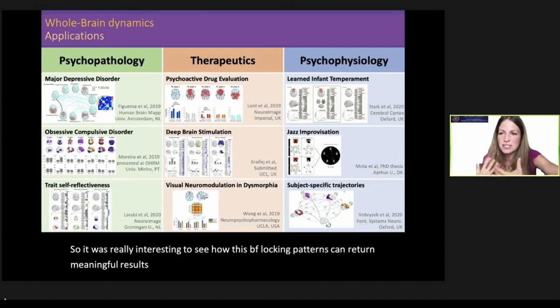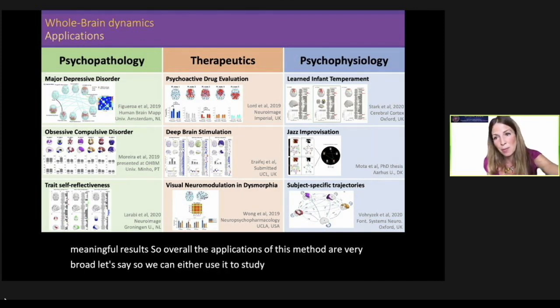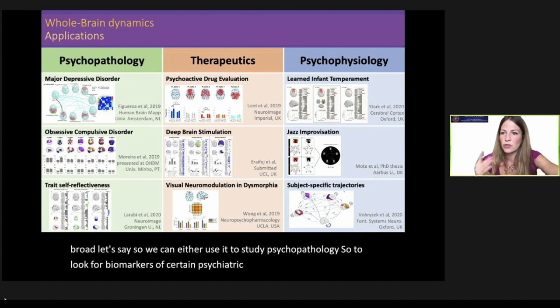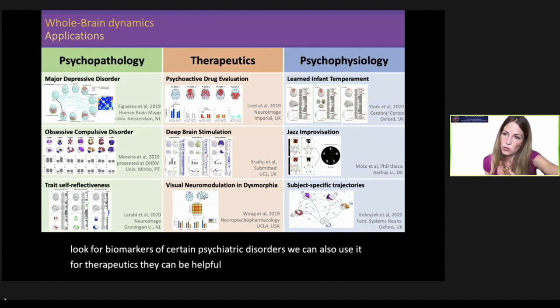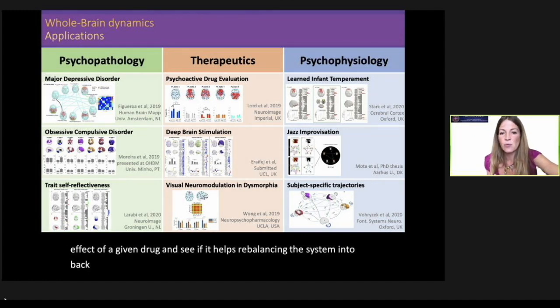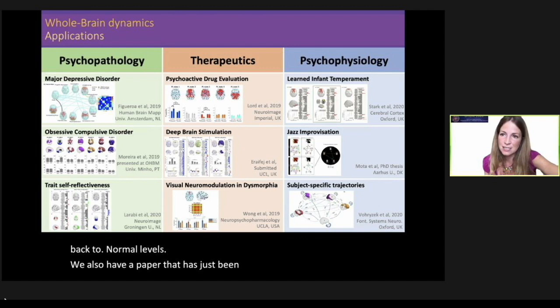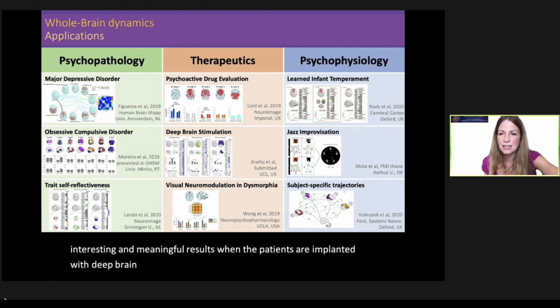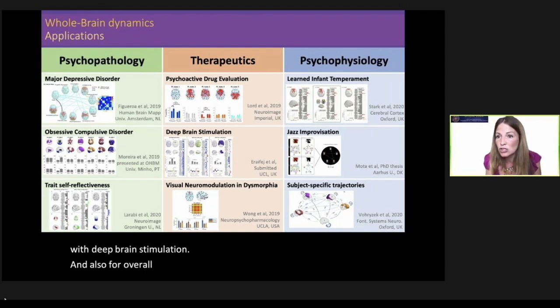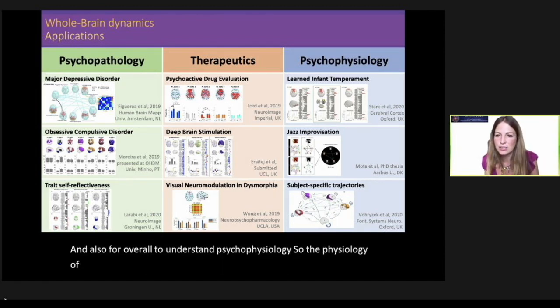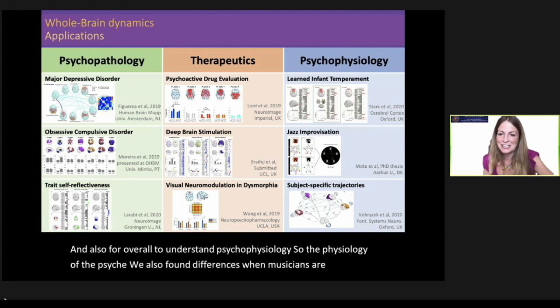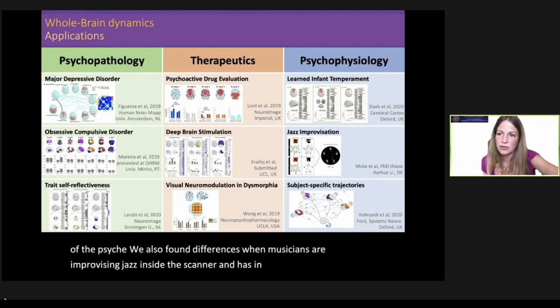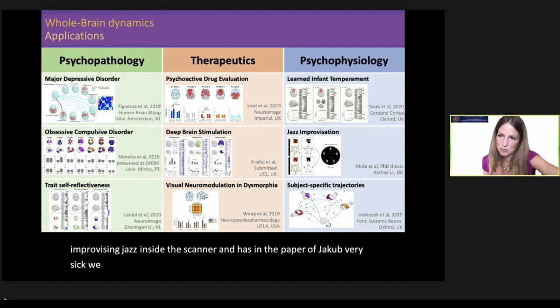So overall, the applications of this method are very broad. We can use it to study psychopathology, to look for biomarkers of certain psychiatric disorders. We can also use it for therapeutics, because it helps us evaluate the effect of a given drug and see if it helps rebalance the system back to normal levels. We also have a paper that has just been submitted where we detect interesting and meaningful results when patients are implanted with deep brain stimulation. And also, overall, to understand psychophysiology, the physiology of the psyche. We also found differences when musicians are improvising jazz inside the scanner, and as in the paper of Jakub Vorisek, we identify subject-specific trajectories.